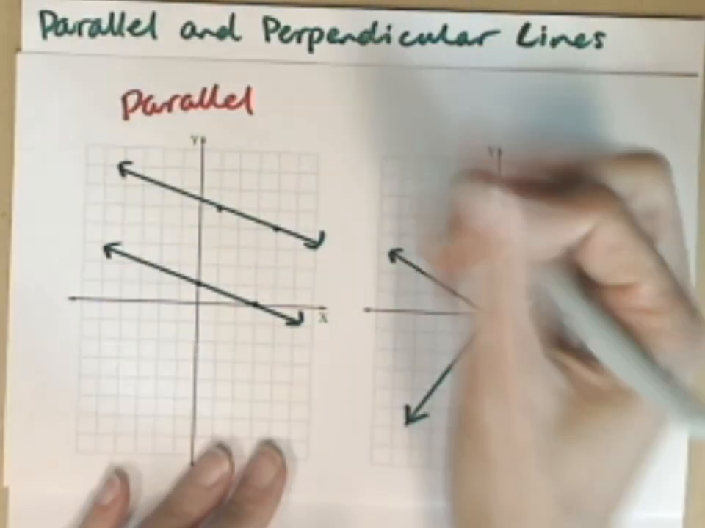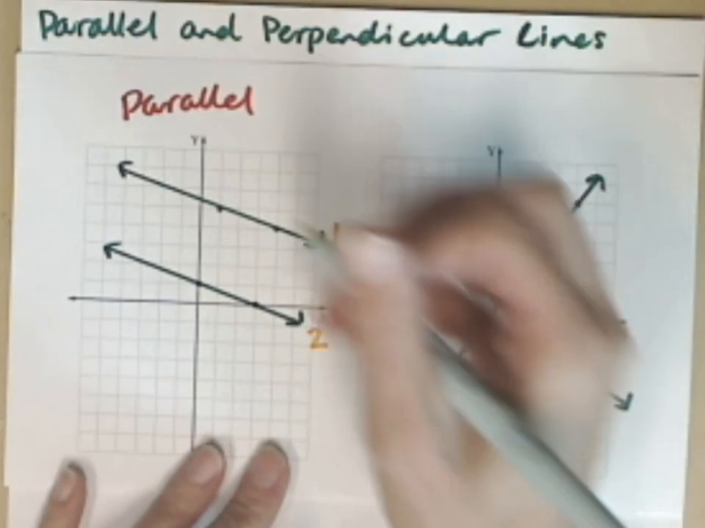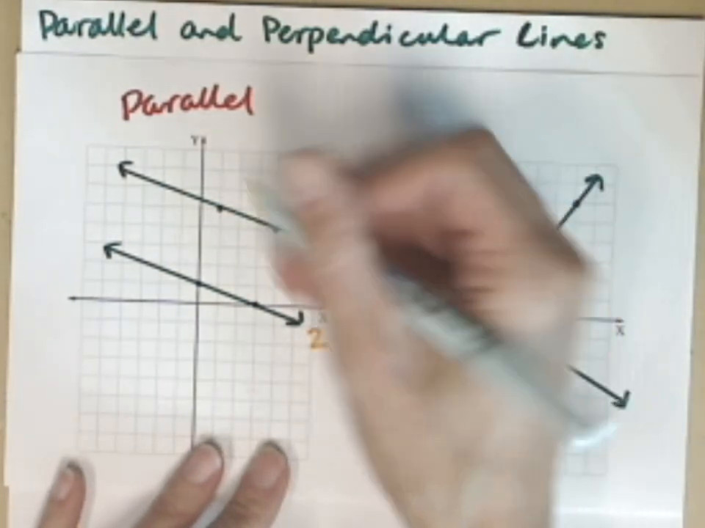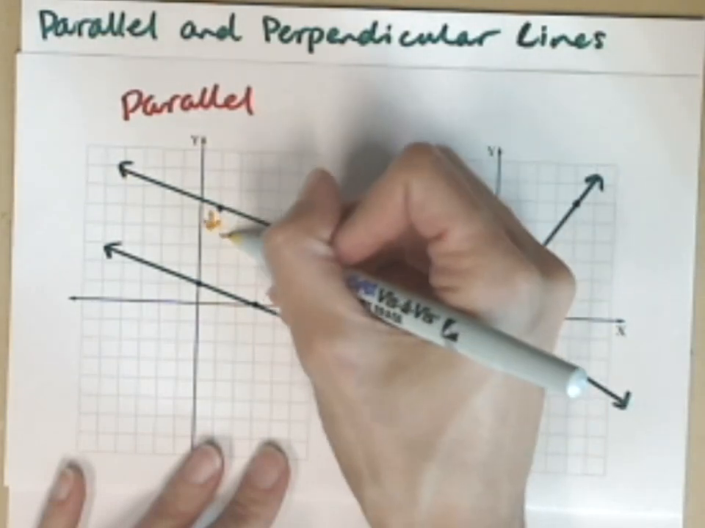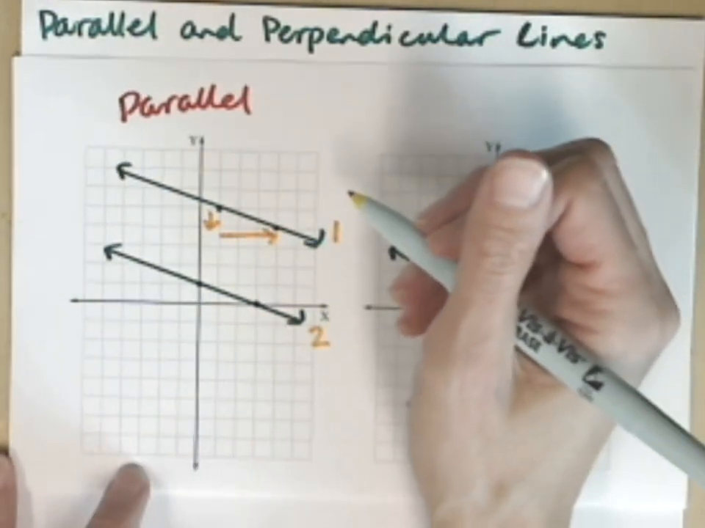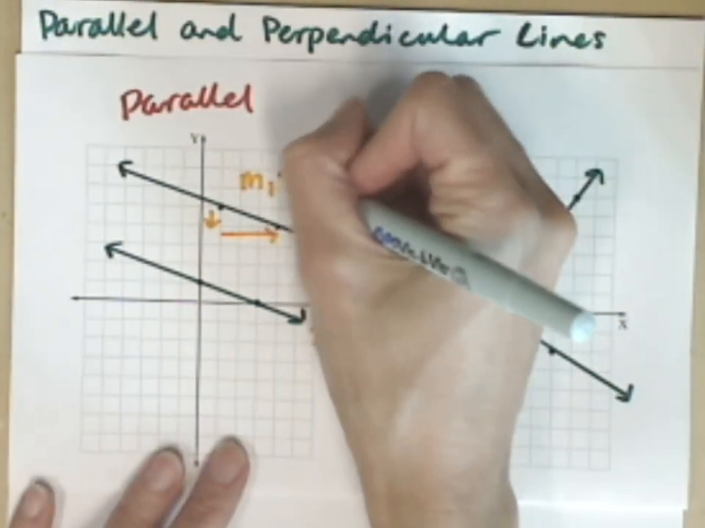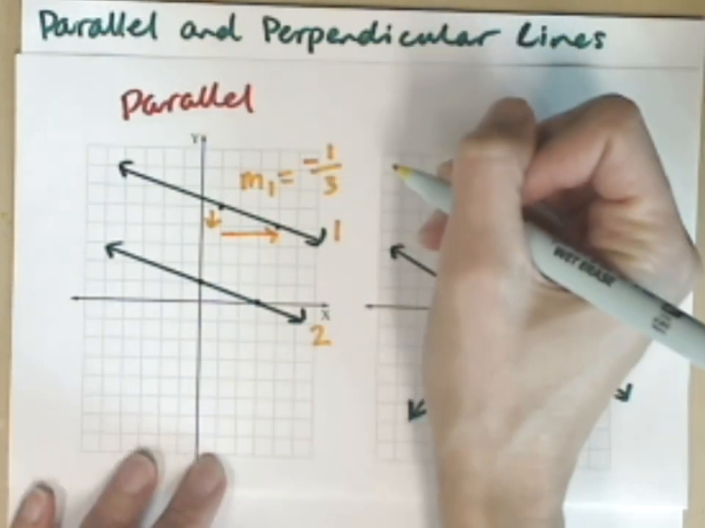So I'm going to number these as line number 1 and line number 2, and we're going to find their slopes. Here's a nice point and here's a nice point. To get from one point to the other, I need to move down 1 in the y direction and over 1, 2, 3 in the x direction, which means that that first slope, we'll call it m1, is equal to negative 1 over positive 3.